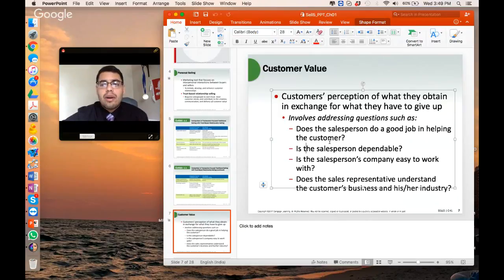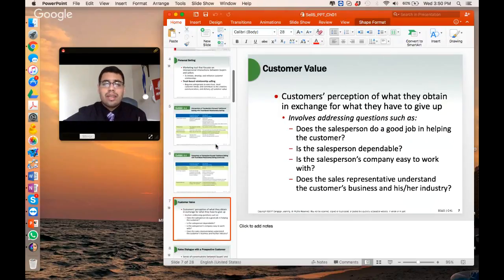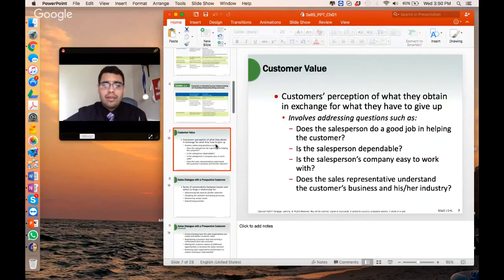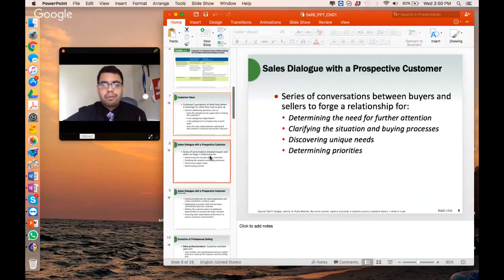Is the salesperson's company easy to work with? Does the sales representative understand the customer's business and his or her industry? Are you an expert in what you're doing? If you're trying to sell me a car, do you know about cars? Is this actually a specific kind of car that we will buy? So really the value of a customer is everything to a salesperson. If you understand value, guys, you can actually make a sale.